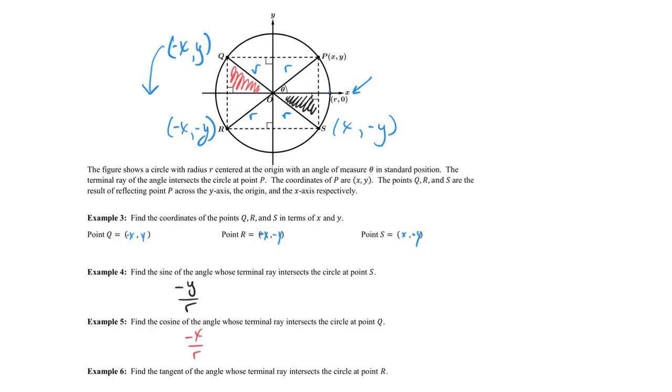And then last but not least, the tangent that intersects with r. It's this guy right here. And my tangent is y over x. So I get negative y over negative x, and we would not leave it like that. We would say y over x.